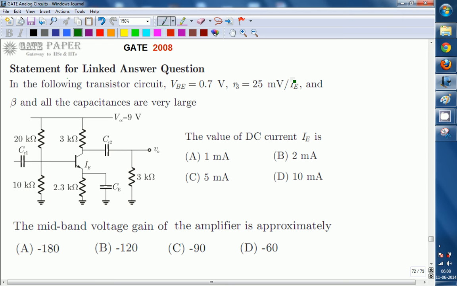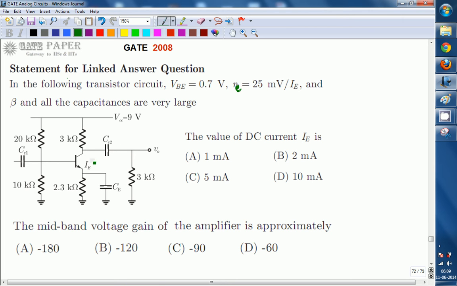In the following transistor circuit, VBE is given as 0.7 volts, and re, this is not R3, it is re, is given as 25 millivolts by IE. Beta is very large, and all capacitances, that is CC1, CC2, CE, are given as very large. We are going to calculate the value of the DC current IE.